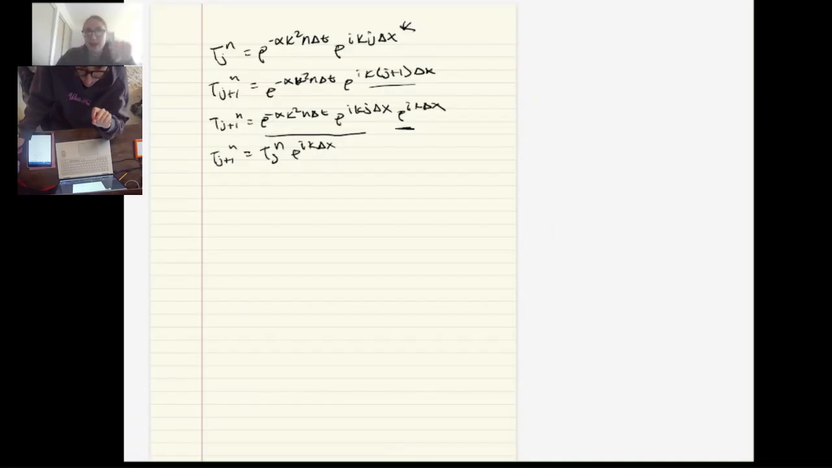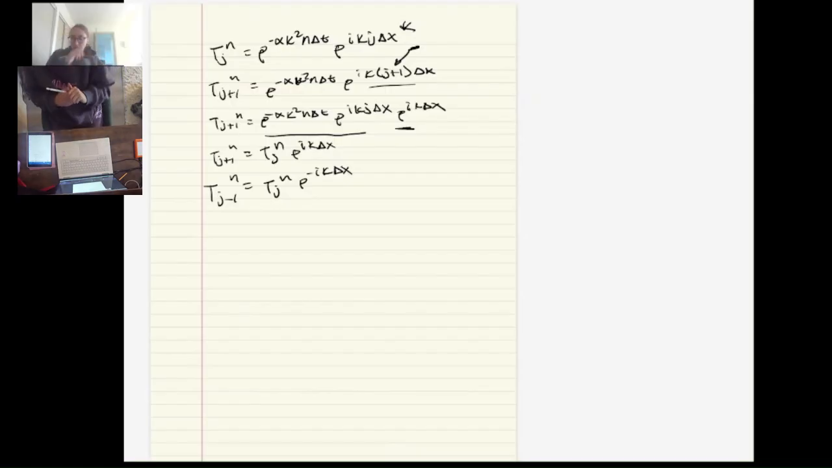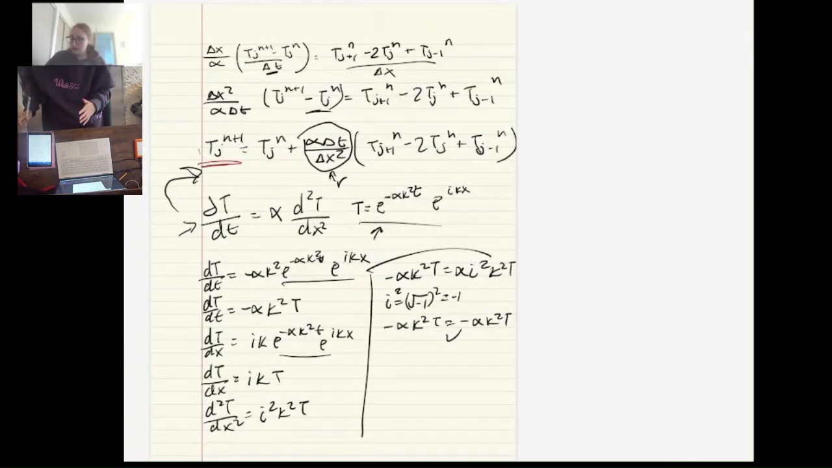T_{j+1}^n. So if we do T_{j-1}^n is equal to this, that's just going to flip the sign, because this is just going to be changed to a negative. So it's going to be T_j^n e^{-ik delta x}. Okay, so we're going to plug this into here. We're going to plug that back in based off of what we had and solve for it.